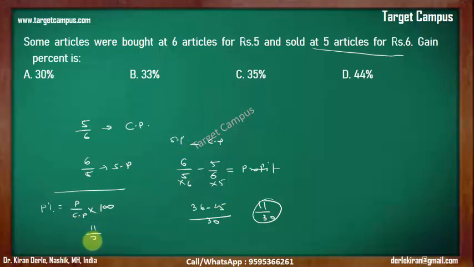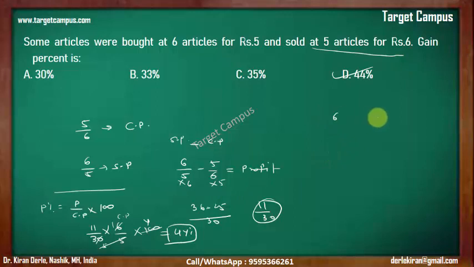So 11 by 30 upon cost price, which is 5 by 6. So this will be 6 by 5, right? The cost price is divided, so we get it reversed, into 100. So 6 5s are 30, 5 5s are 25, 11 into 4 is 44. 44% is the answer, right? There can also be another way to do this.